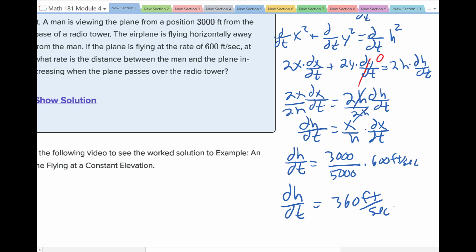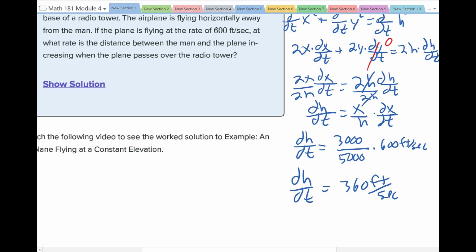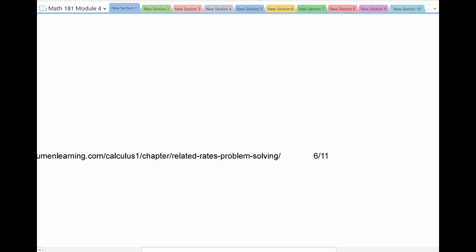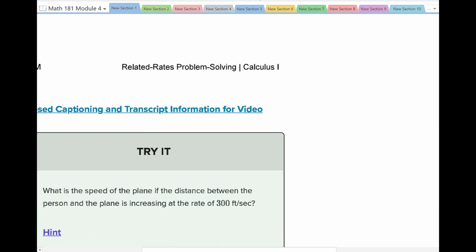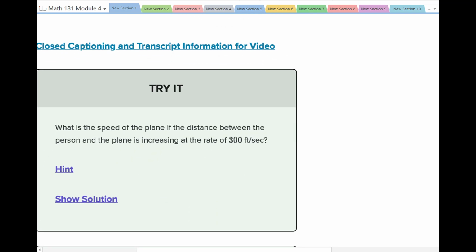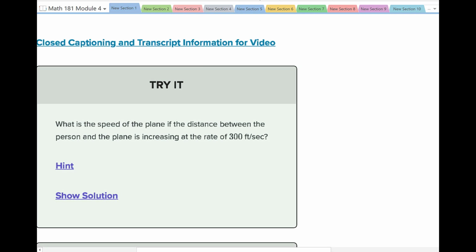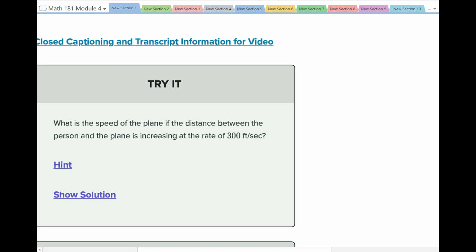So I want to stress that I don't think this is that bad once you see how these formulas you can put them together, take the derivative by implicit differentiation, it starts coming together. Okay, so I'm going to go on to the next one. It's related to this problem. And it says, in this case, what's the speed of the plane if the distance between the person and the plane is increasing at the rate of 300 feet per second?